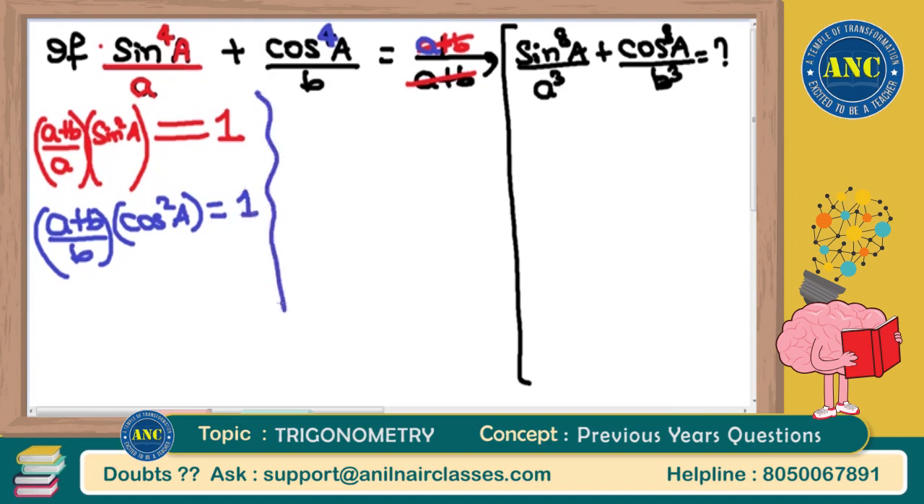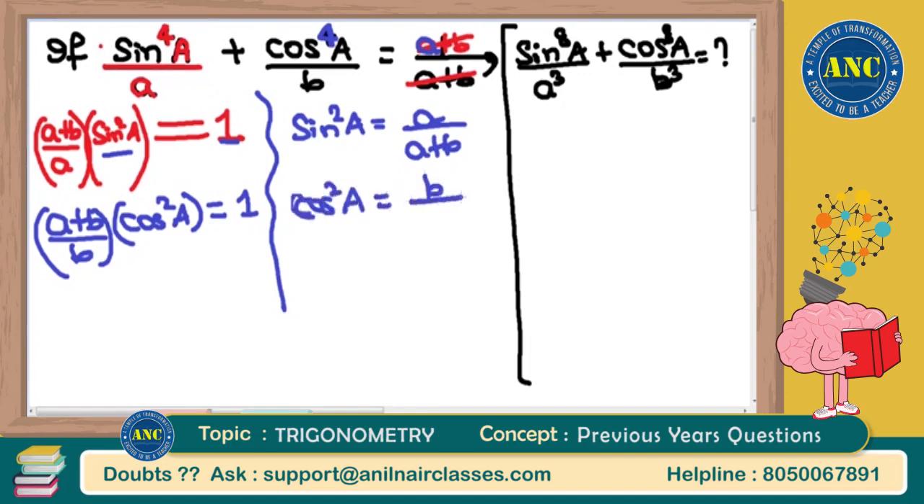If I simplify here, sin square a is nothing but 1 divided by a plus b by a, or it is nothing but a by a plus b. Similarly, cos square a is nothing but b by a plus b. Now I have the sin square and cos square values, but they require sin power 8 and cos power 8. Sin square is a by a plus b. Sin power 8 means raise to the power of 4. That means a power 4 divided by a plus b whole power 4.